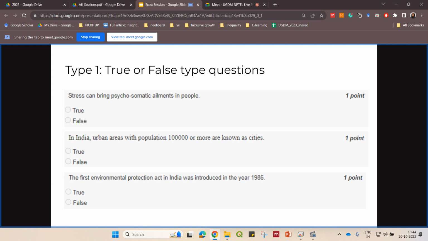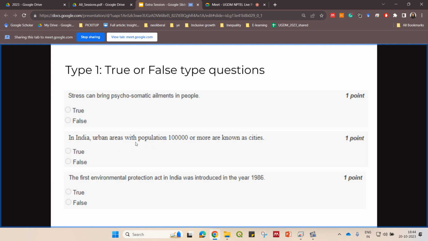Similarly, next question: in India, urban areas with a population of 100,000 or more are known as cities. So there are several components in this question which you need to focus on. First, we are talking about urban areas. Second, we are talking about urban areas in India, not in any other country or in a general sense, but specifically for India.